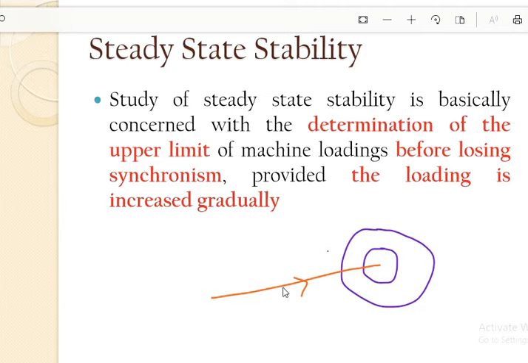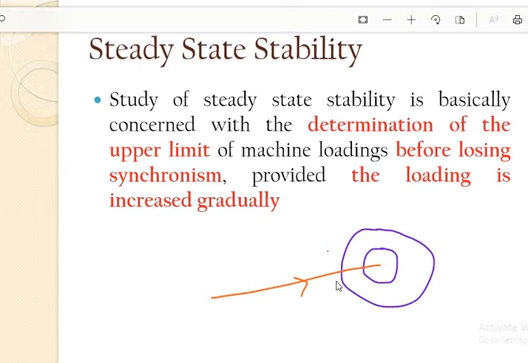Okay, now by some means, a very small disturbance occurs to your rotor. What happens? The rotor moves out of synchronism, or rather, a speed variation occurs in your rotor. But due to the inbuilt damping systems of the machine, the system again returns to its synchronous speed and again becomes stable.